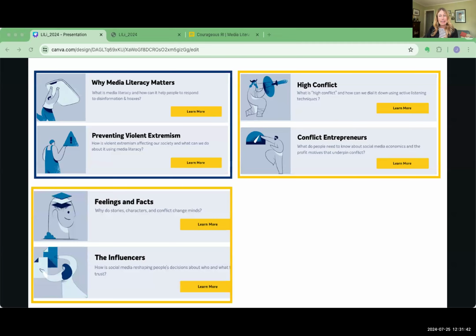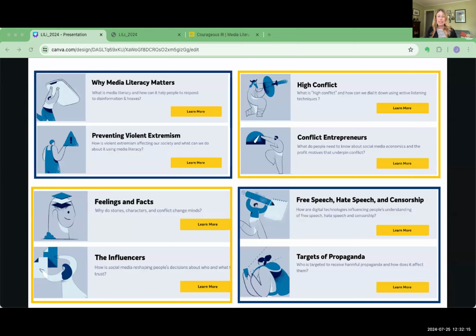Feelings and facts dives into conspiracy theories, our need to have narratives to explain the events of the world, leading to a rise in conspiracy theory thinking. The influencers, how social media is reshaping people's decisions about who and what to trust. Increasingly, people are seeking their news rather than from traditional news outlets from a single person that they feel like they trust online.